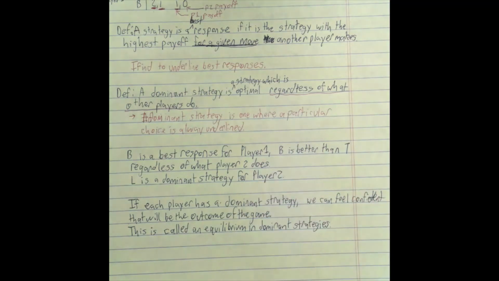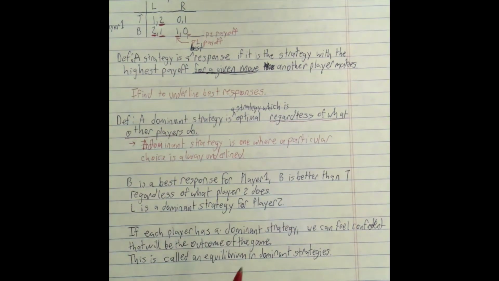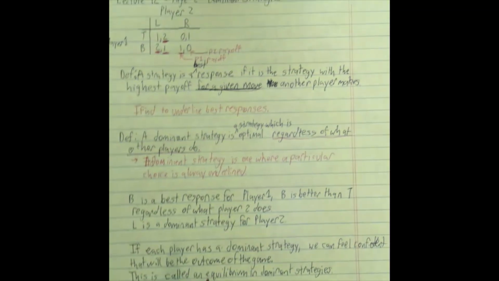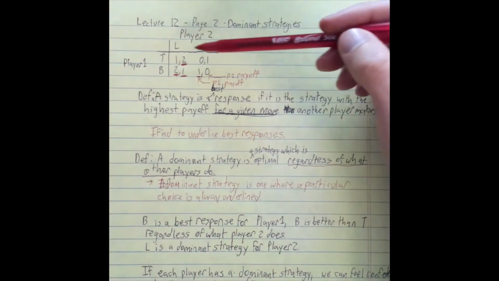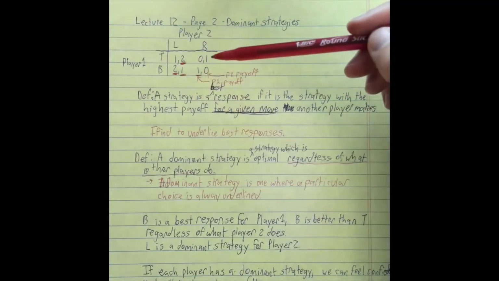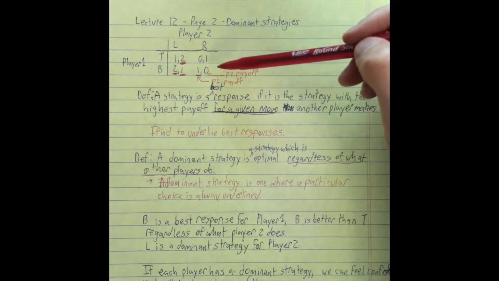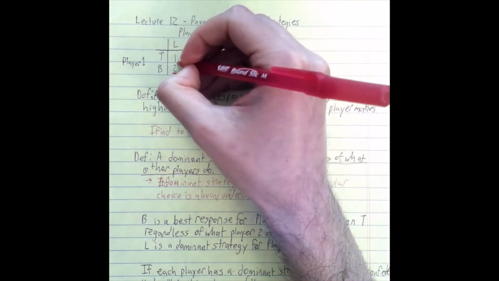All right, so each player has, in this game, a dominant strategy. Player 1 should always play bottom, player 2 should always play left. And so we have here an equilibrium in dominant strategies, which is bottom left.